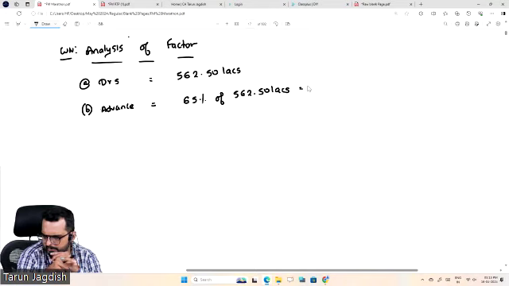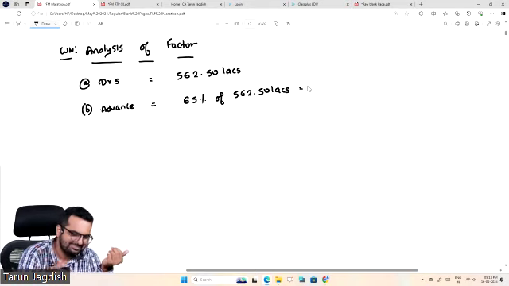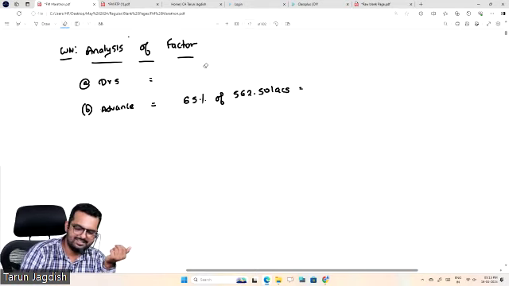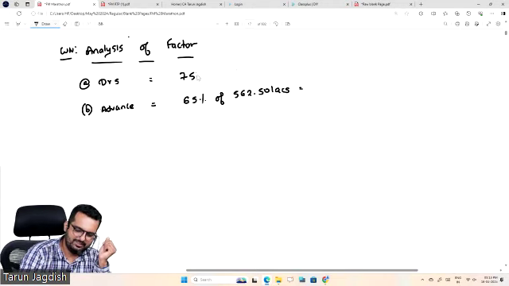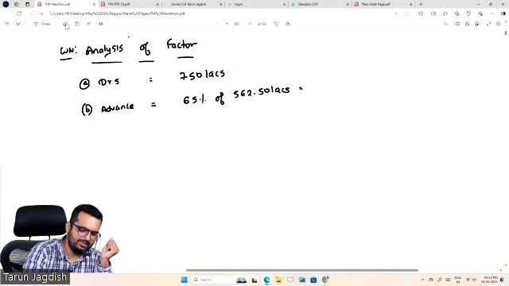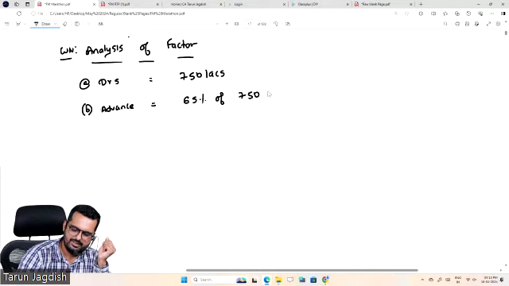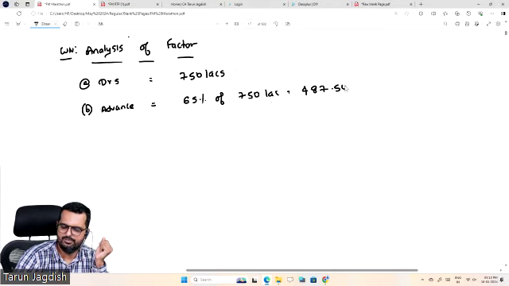12 into. Wait. My dear friends, take a deep breath. Here, debtors are not taken on cost basis. Here, debtors are taken on the sale value basis. Beautiful question. How much was the debtors on sale value basis? Can you tell me? Was it 750 lakhs? So now tell me what is 750 lakhs into 65%? 487.5 lakhs.